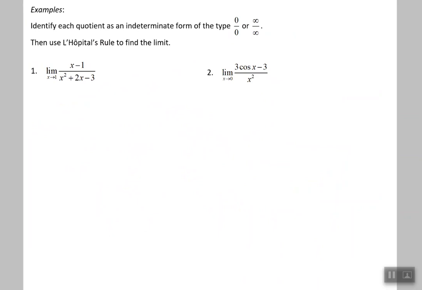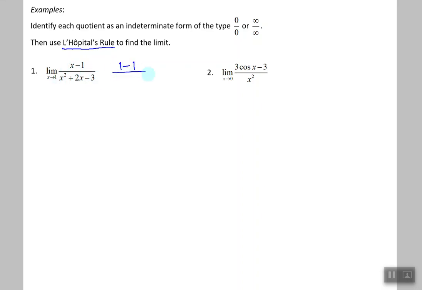Let's take a look at some examples. Identify each quotient as an indeterminate form of the type 0 over 0 or infinity over infinity. Then use L'Hopital's rule to find the limit. 1. The limit as x approaches 1 of x minus 1 divided by the quantity x squared plus 2x minus 3. I start with direct substitution, plugging 1 into the x.